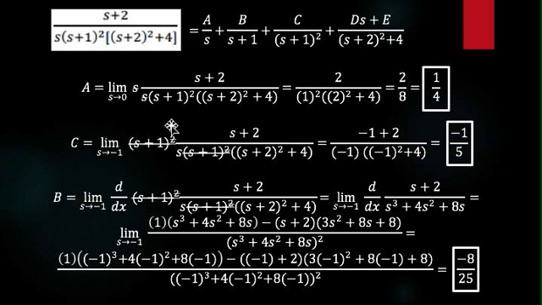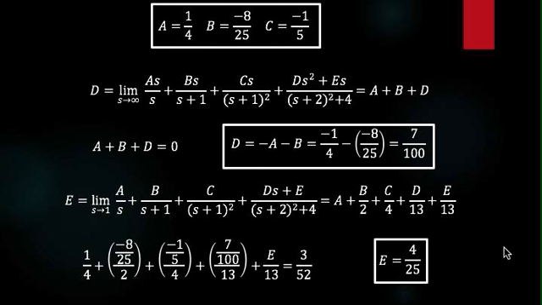For the term b, we are going to put the limit when s tends to minus 1 of the derivative of the function, because it's a repeated term. So these terms are cancelled, and when we substitute and resolve this derivative, we obtain that b is equal to minus 8 over 25.